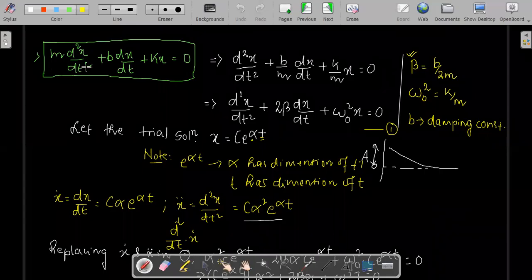We did observe a system which is under the influence of two forces. One was the spring force and one was the viscosity. The second order differential equation can be written in this form. And then we did modify this and we have written it in this form.